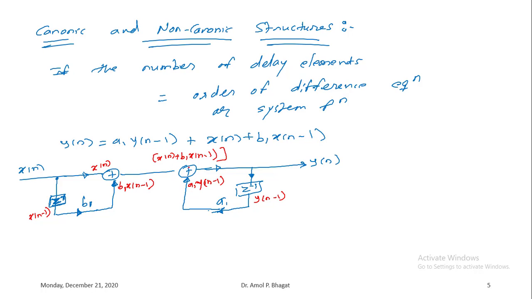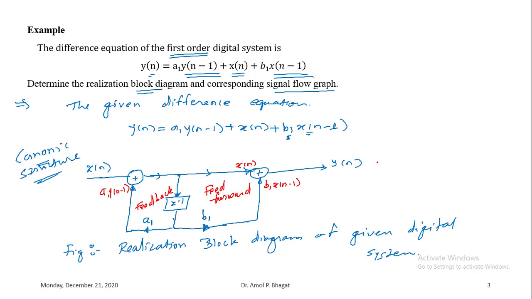Okay, so this is the input here, that is x of n, b1 x of n minus 1, while another input is a1 y of n minus 1, right? And the final output here will be the addition of all these, that is this a1 y of n minus 1 plus this x of n plus this b1 x of n minus 1.